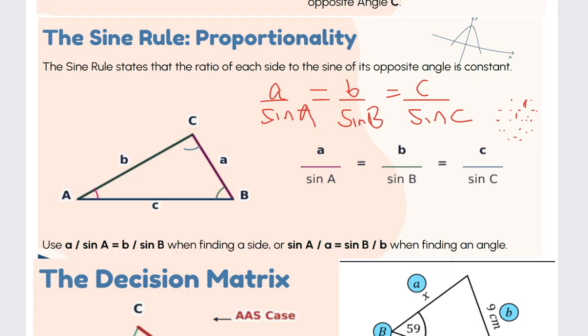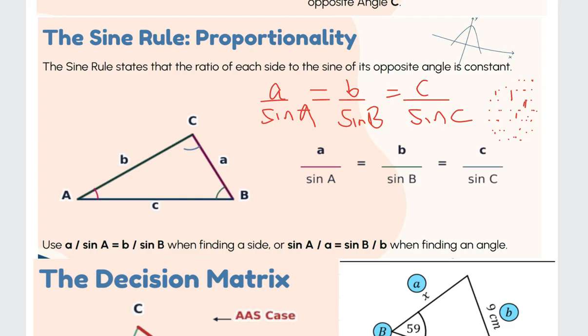Are you seeing that now? So once you know this song, it will help you remember the sine rule anytime, any day. For the last time, let's sing it together. The song is: a over sine A equals b over sine B equals c over sine C. Are you seeing that now? That is what the sine rule says.